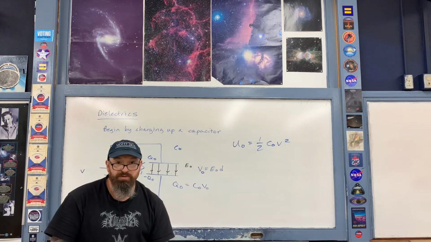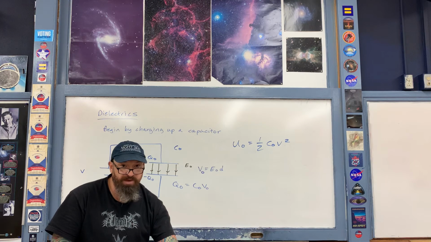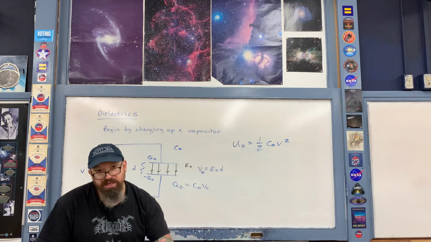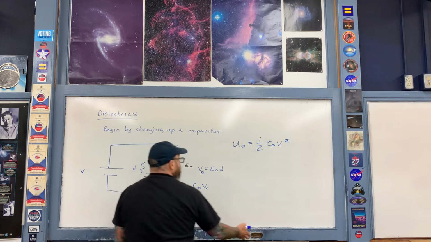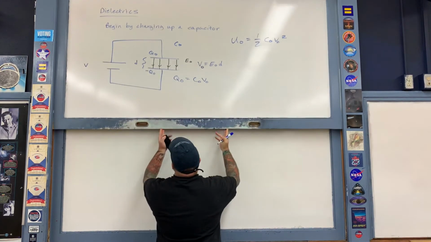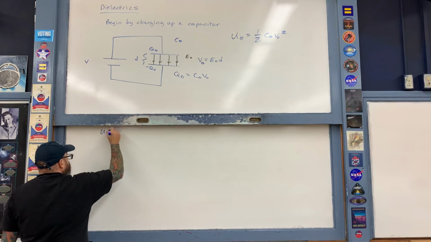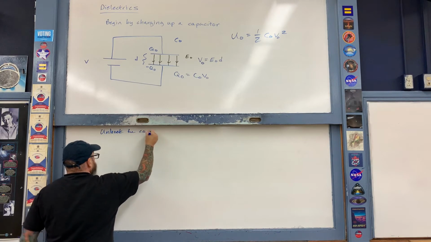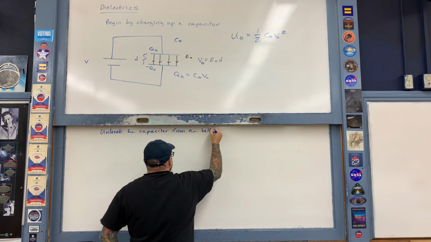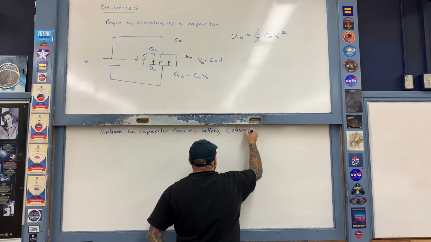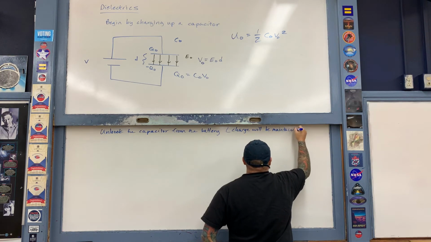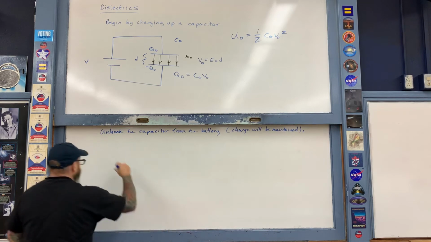In this situation, however, if we now unhook the capacitor from the battery and then insert the dielectric, the charge remains the same. Therefore, as we'll see, the voltage has to go down. Now, just to describe that, this is 1/2 C naught V naught squared. So now, we'll unhook the capacitor from the battery. So then therefore the charge will be maintained. And we then insert the dielectric.